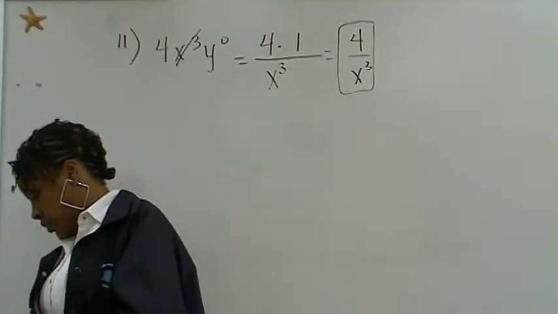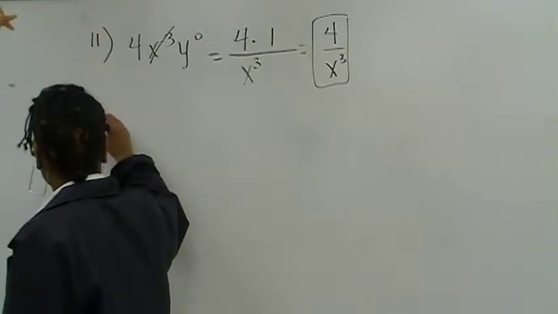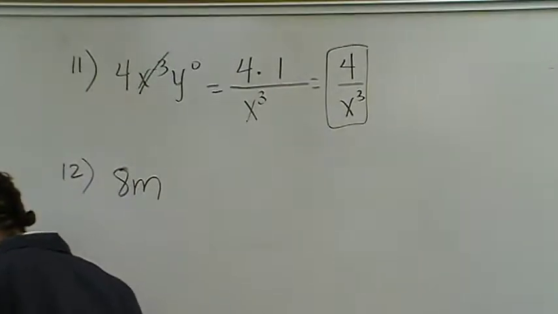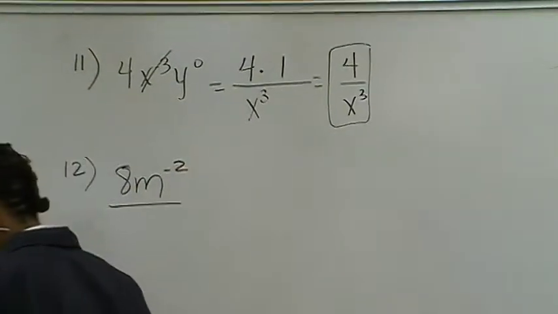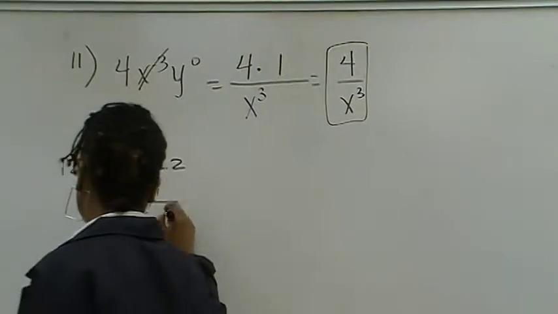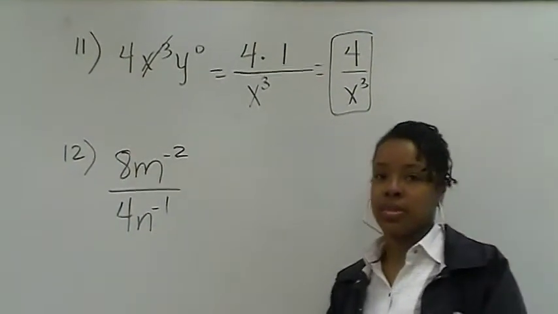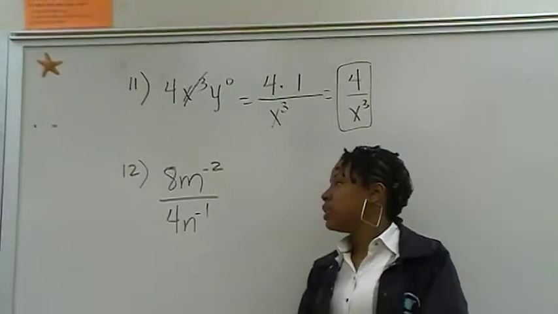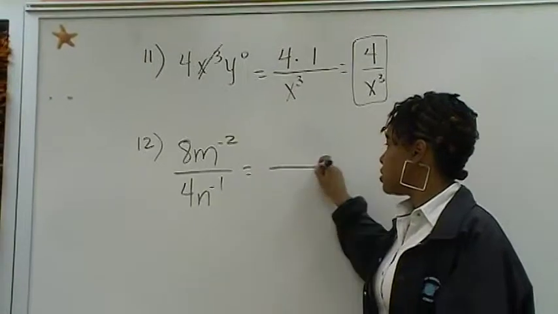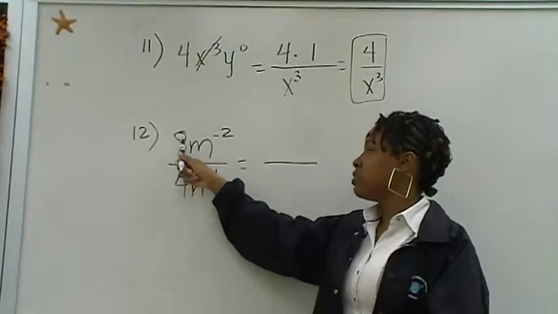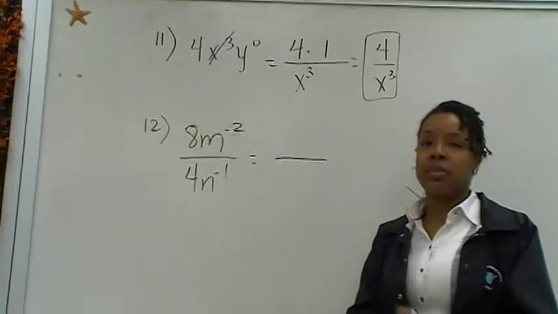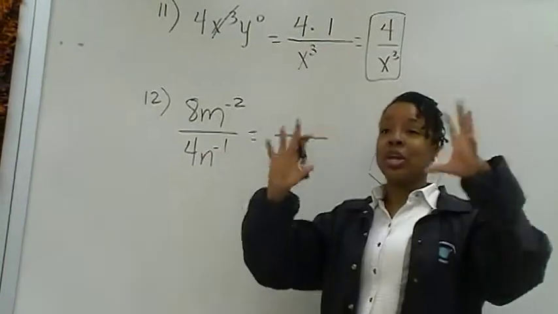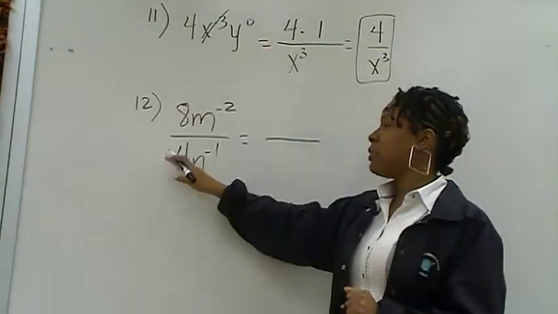All right, let's do number 12. (8m to the negative 2 over 4m to the negative 1). All right, so it really doesn't matter what we do first. It's a fraction. We got whole numbers here. What's 8 divided by 4? Yeah. Positive 2. Don't subtract them. Don't get confused. They're not exponents. They're regular big whole integers. 8 divided by 4 is positive 2.